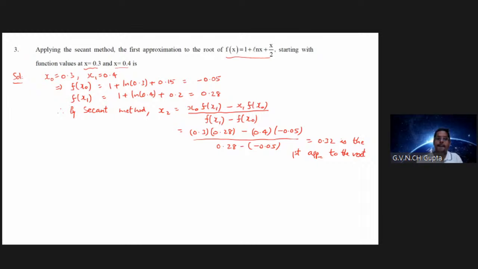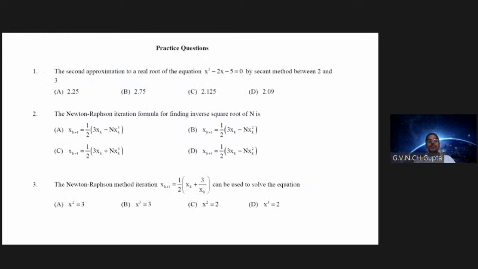So now I am going to move to the practice questions. I hope that everyone is following. Please try from your side. The first question: the second approximation to a real root of the equation x cube minus 2x minus 5 equal to 0 by the secant method between 2 and 3, that is, x0 value 2, x1 value 3. I am giving the hint for this. Please try.